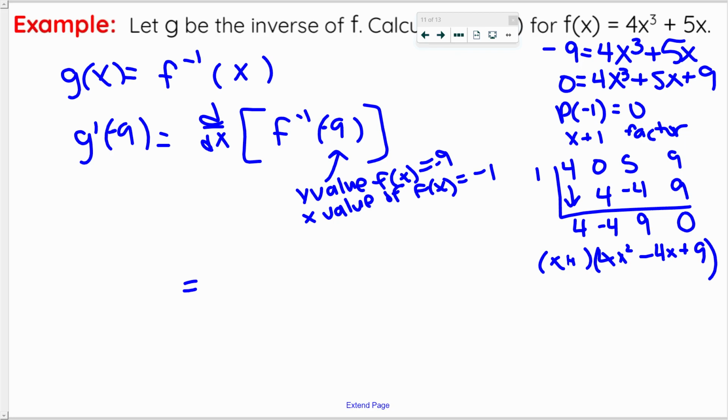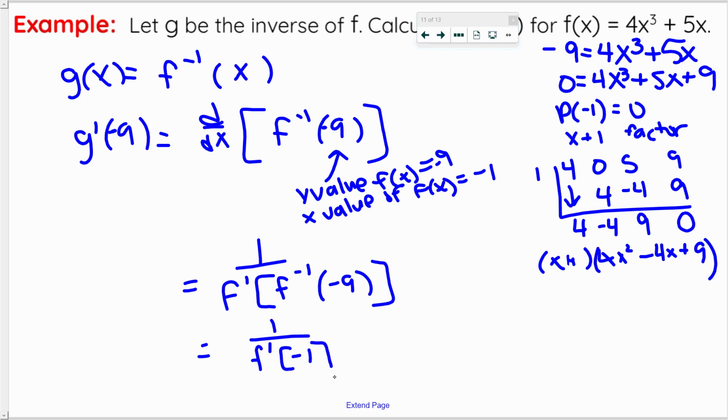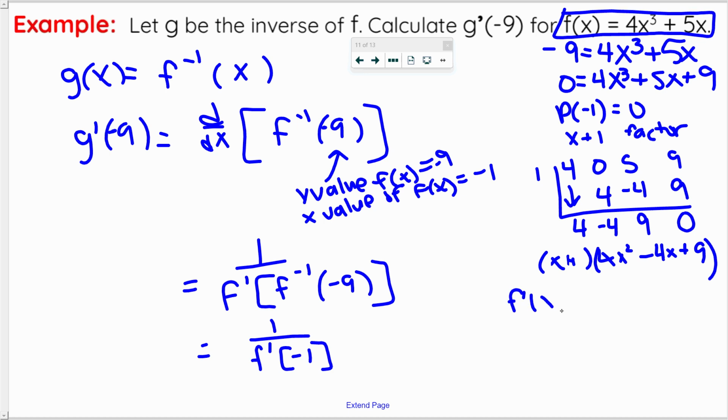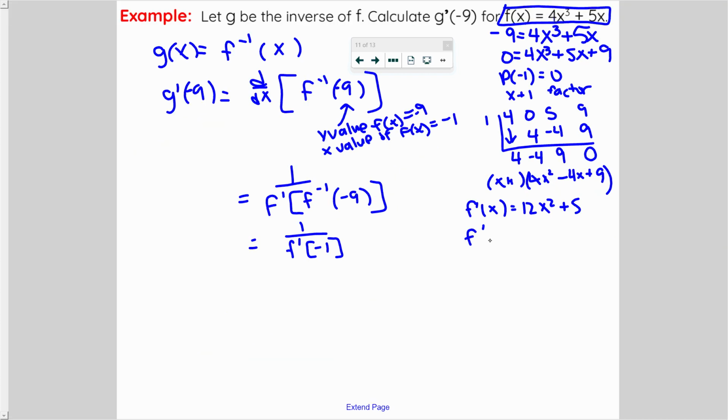So I know that this is going to equal, let's do our formula, 1 over f prime of f inverse of -9. So this is going to be 1 over f prime of -1. Now we have to do a little bit more work. We don't know what f prime is. So if f of x is this, taking the derivative, it's going to be 12x squared plus 5. And then I just put in -1 there. So f prime of -1 is going to be 12 times -1 squared plus 5, which is just 17. So this final answer is 1 over 17.